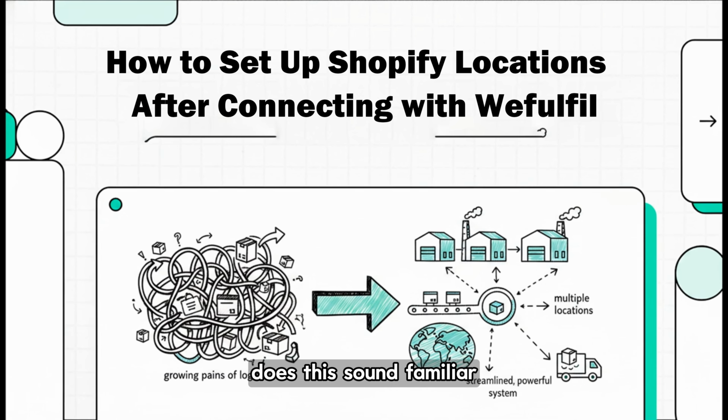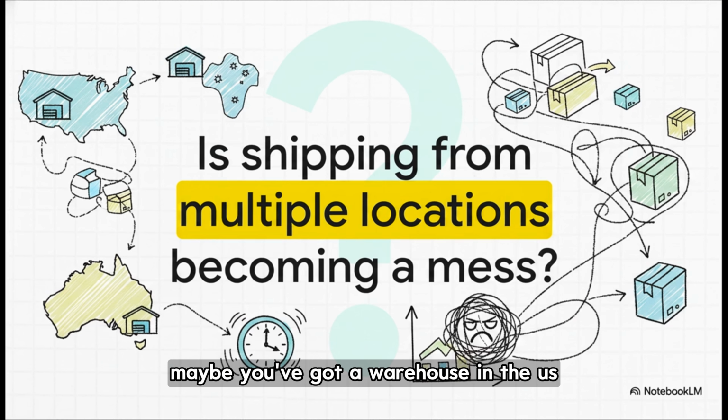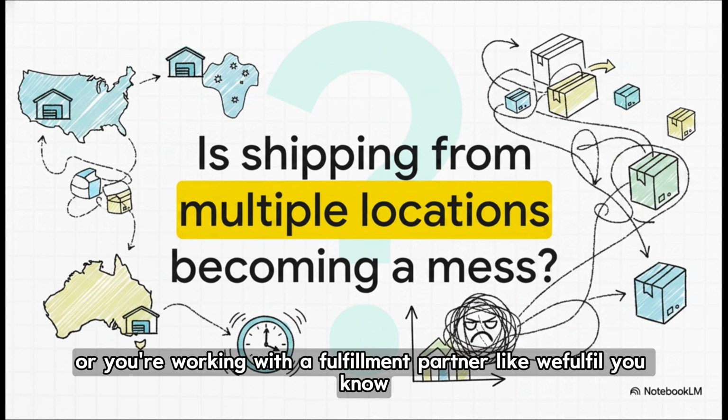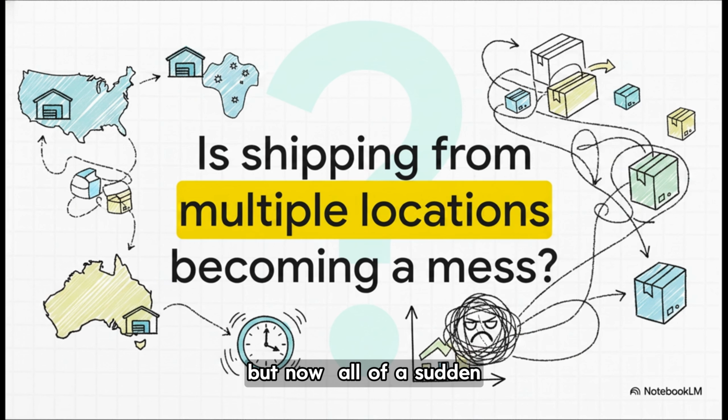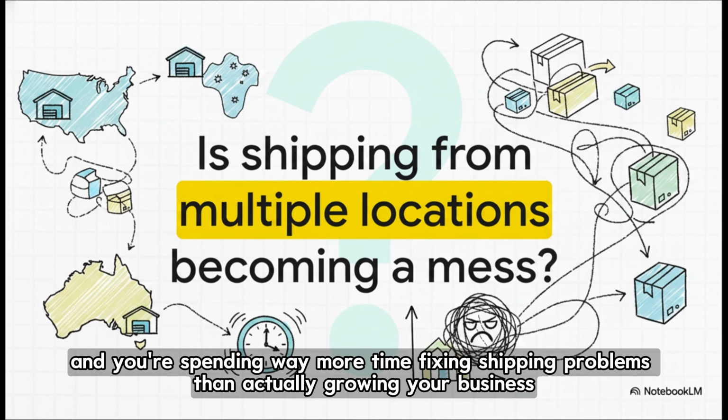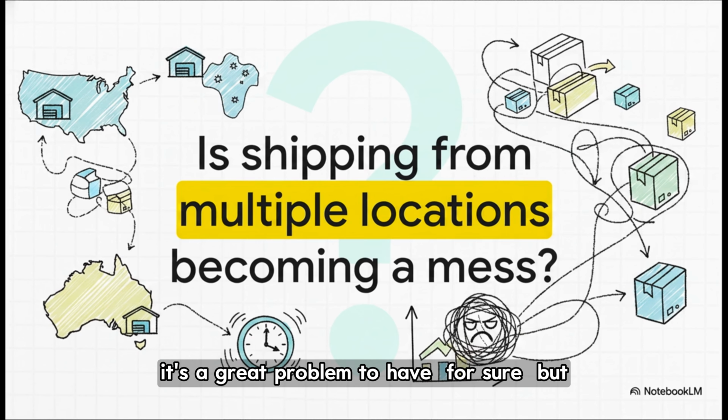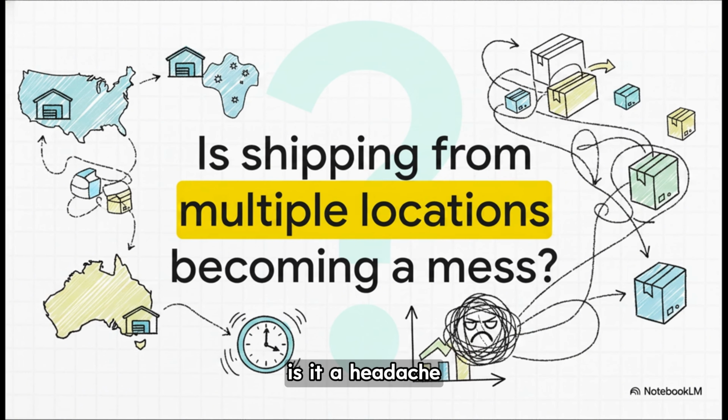Does this sound familiar? Your business is expanding. Maybe you've got a warehouse in the US, another one down in Australia, or you're working with a fulfillment partner like Wefulfil, a company that handles all your packing and shipping for you. But now, all of a sudden, orders are a total mess, fulfillment feels chaotic, and you're spending way more time fixing shipping problems than actually growing your business. It's a great problem to have, for sure, but man, is it a headache.